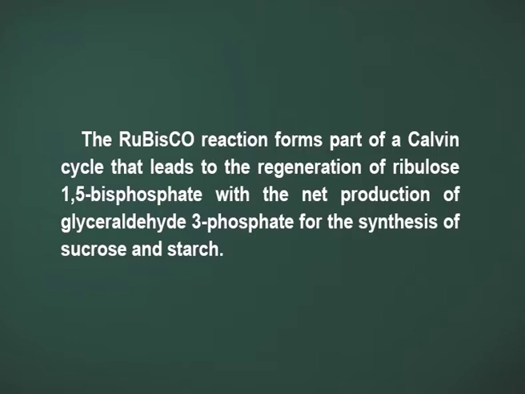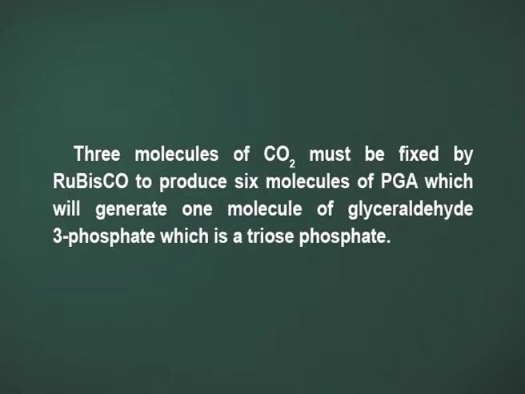The Rubisco reaction forms part of a Calvin cycle that leads to the regeneration of ribulose 1,5-bisphosphate with the net production of glyceraldehyde 3-phosphate for the synthesis of sucrose and starch. 3 molecules of carbon dioxide must be fixed by Rubisco to produce 6 molecules of PGA, which will generate 1 molecule of glyceraldehyde 3-phosphate, which is a triose phosphate.